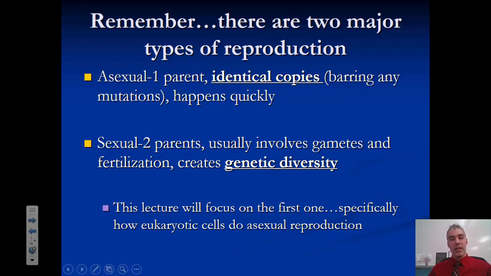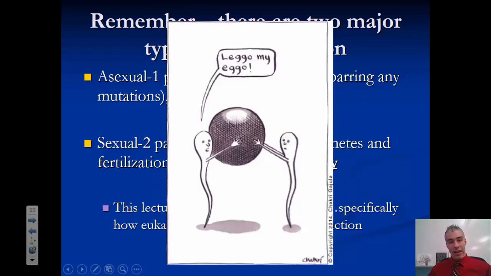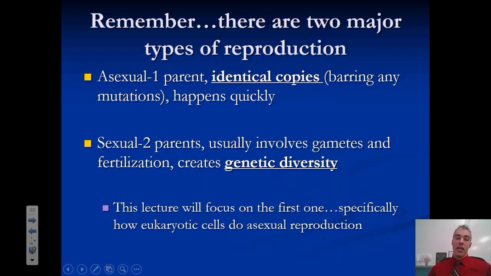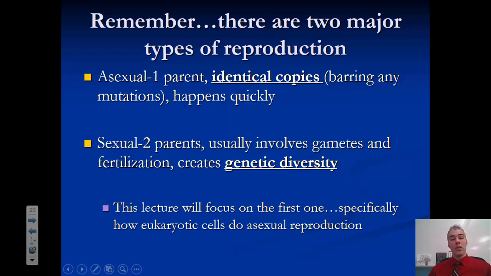Sexual reproduction, on the other hand, you need two parents for that. That involves the production of gametes or sex cells by the male and the female, and then those sex cells fuse together. And this process is important because it actually creates genetic diversity, and genetic diversity is very important for the survival of the species, which we are going to talk about when we get more into evolution.